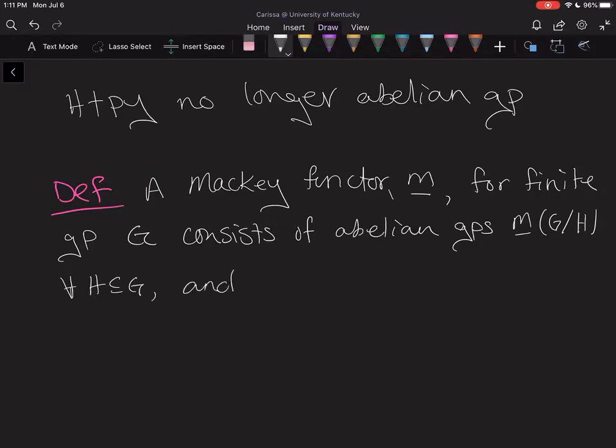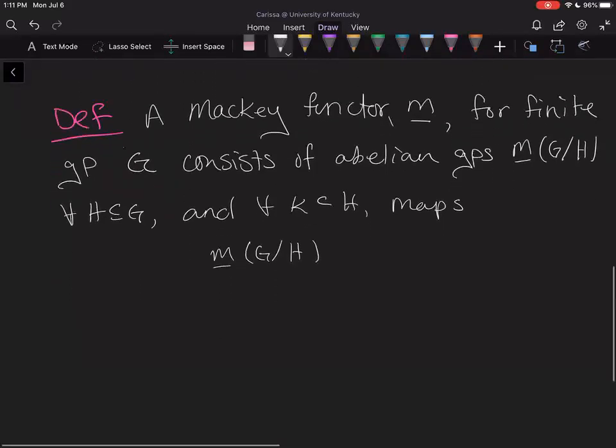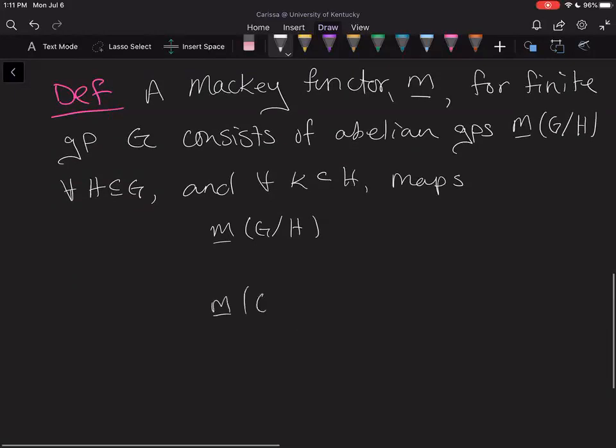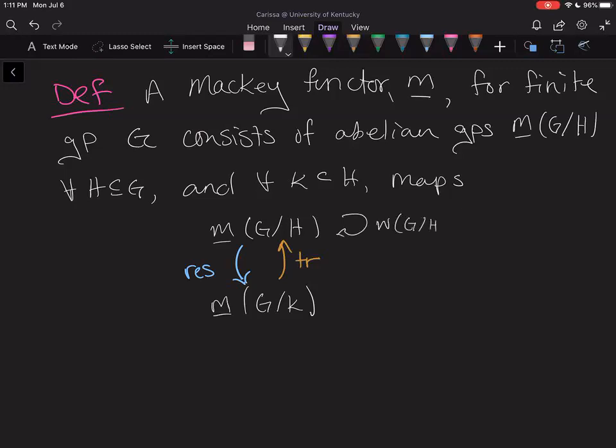And every time you have a subgroup containment, you're going to get maps. So we'll have an M of G mod H and M of G mod K. Going down, we'll have what are called restriction maps. And going up, we have transfers. And then at each level, we have a Weyl group action. And these maps satisfy the double coset formula.